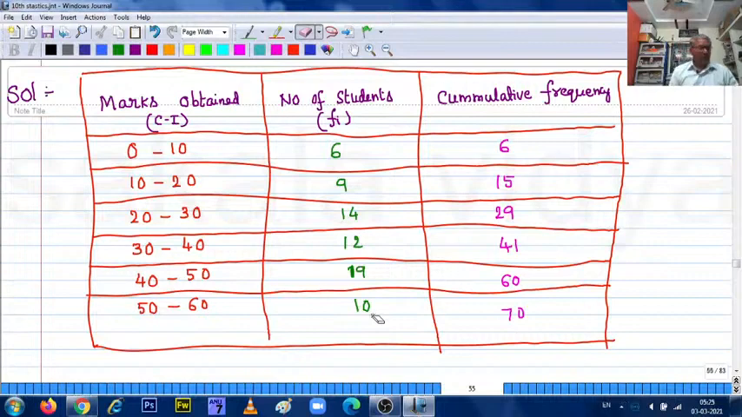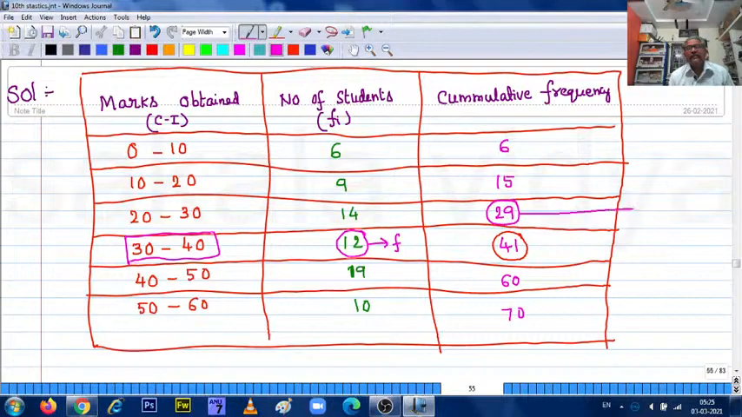Okay, understood now. So now what shall we do? We need to find out n by 2. 70 by 2 is 35. More than 35 is this value. So now this becomes the median class, 30 to 40. Obviously this will be F. This will be the CF.